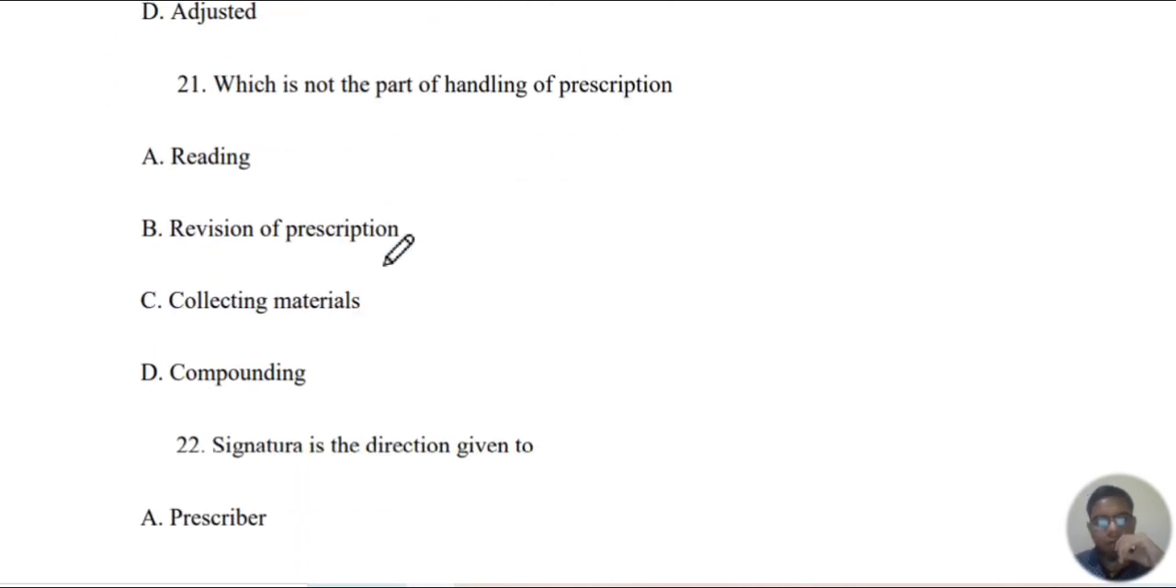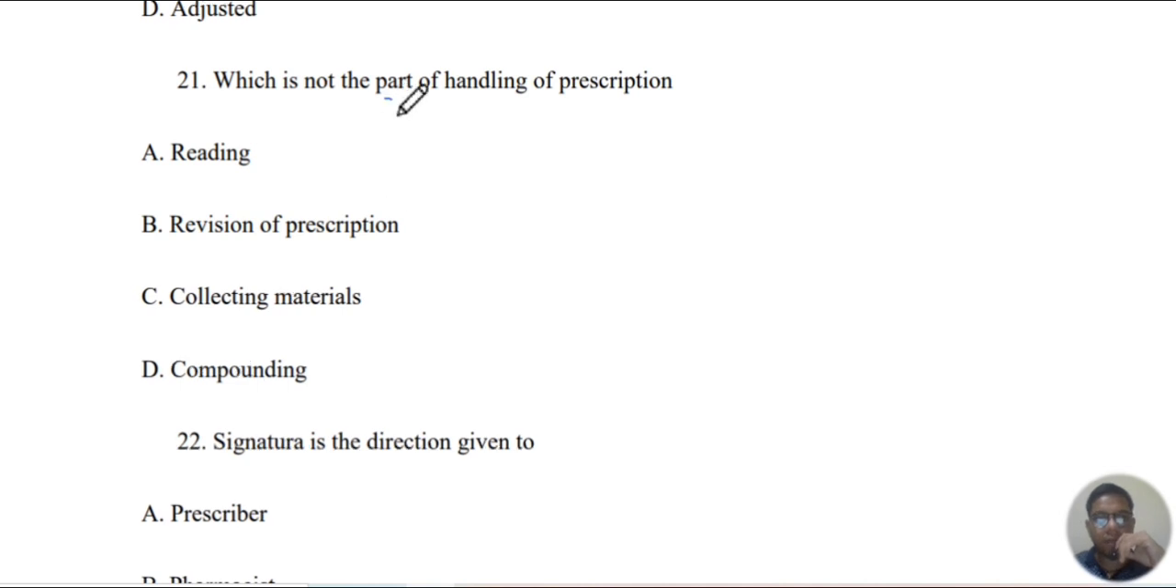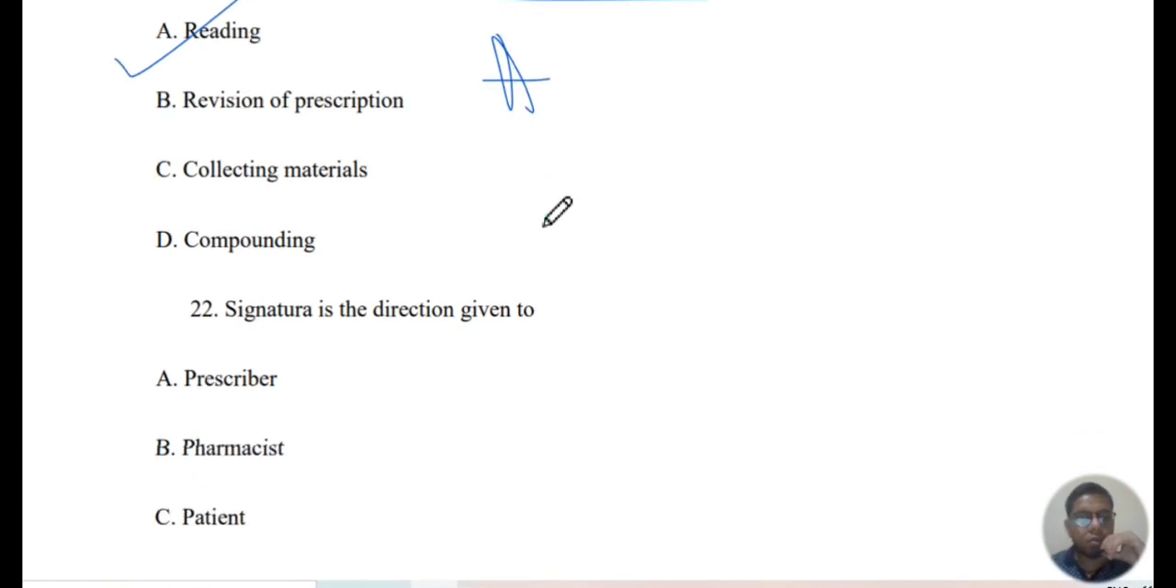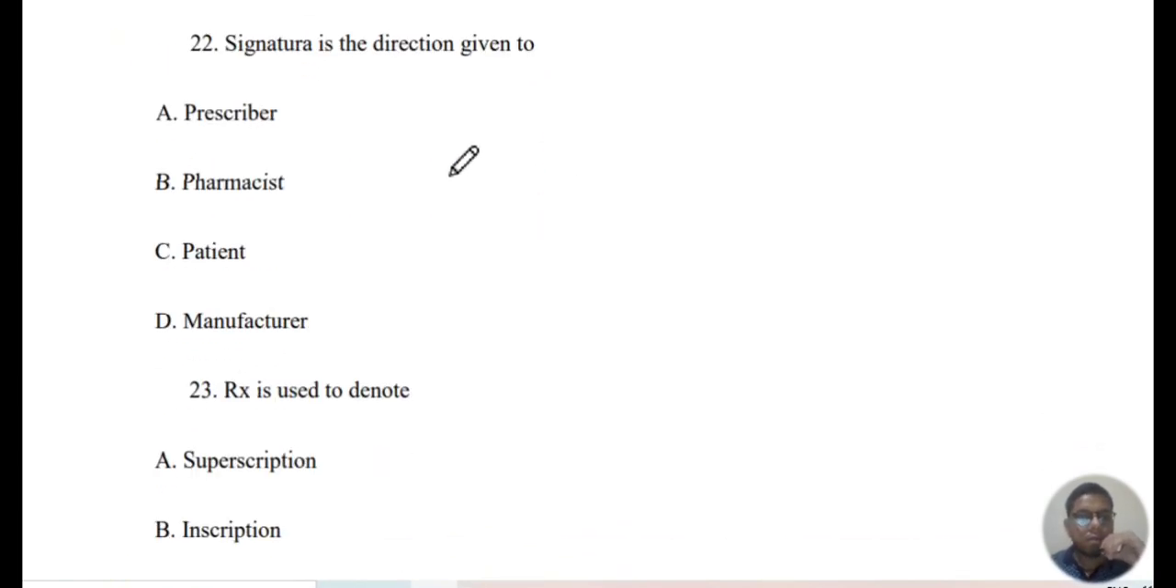Next is 21 question number. Which is not the part of handling of prescription? The answer will be A, reading. Next is 22 question number. Signature is the direction given to. The answer is C, patient.